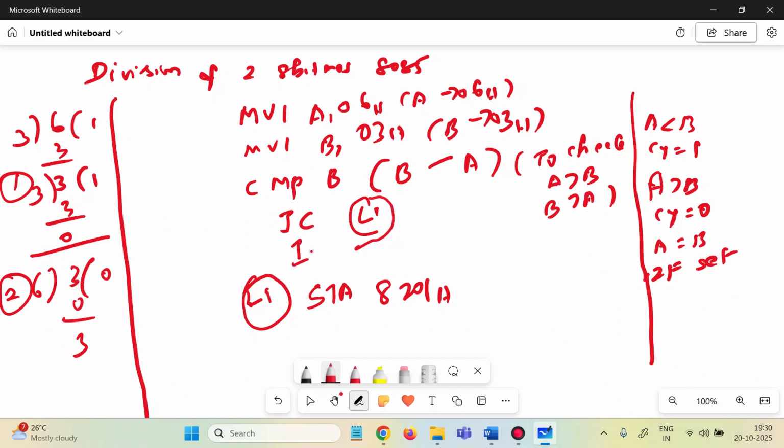First, when there is no carry, increment your C register. What is the C register? It is meant for the quotient. Let's initialize the C register first. So MVI C, 0, 0. Wherever you want, you can initialize.